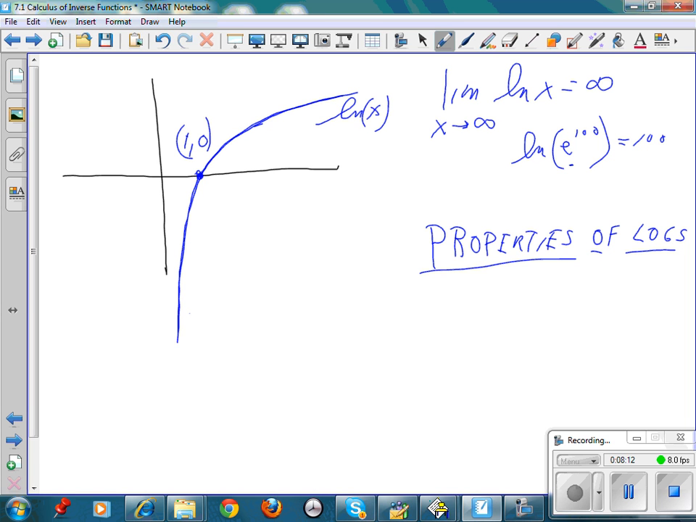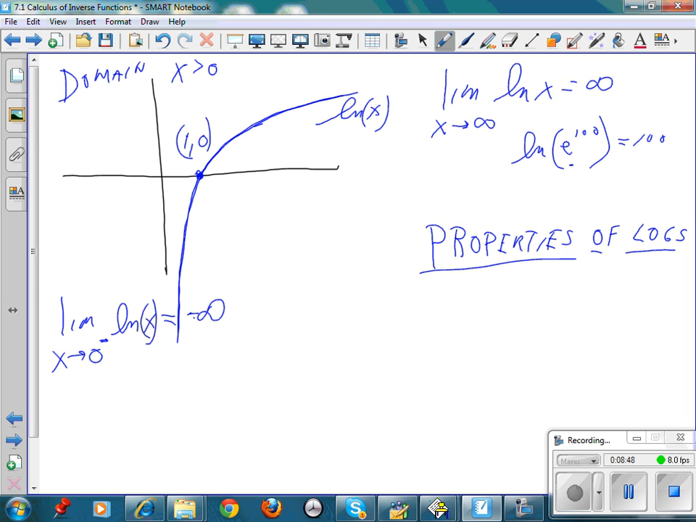Okay, what about over here? What's happening here? Well, the limit as x goes to 0 from the positive side of the natural log of x is equal to what? Negative infinity. So it goes down to negative infinity. The domain of the natural log, or of any log function, is x greater than 0. Okay? X is greater than 0.